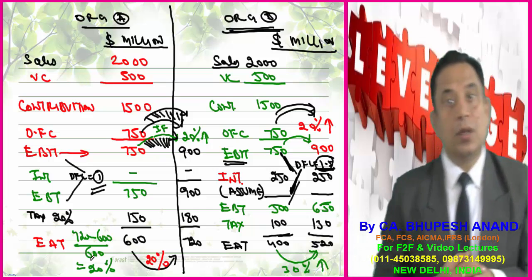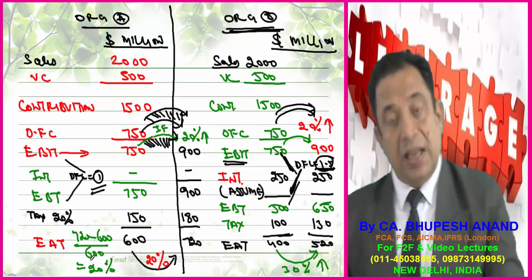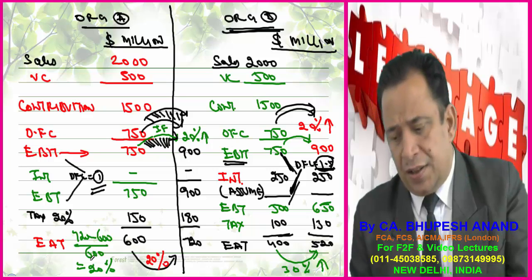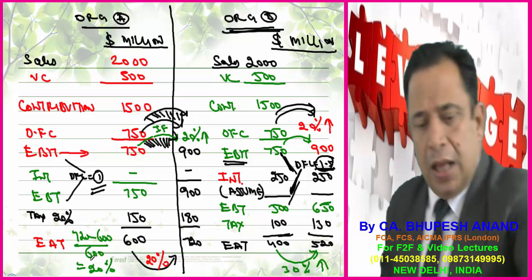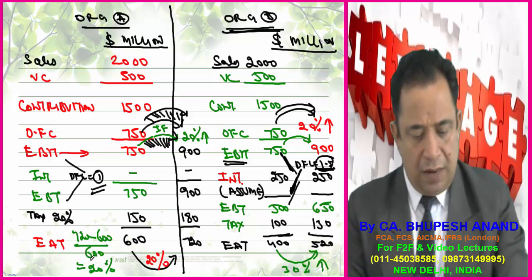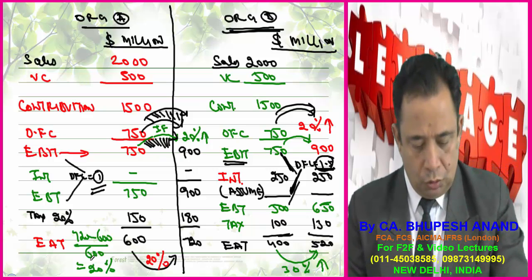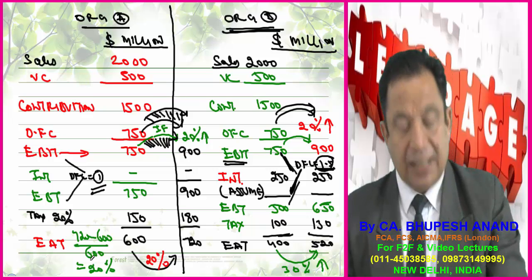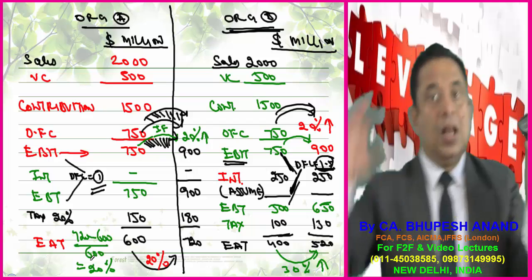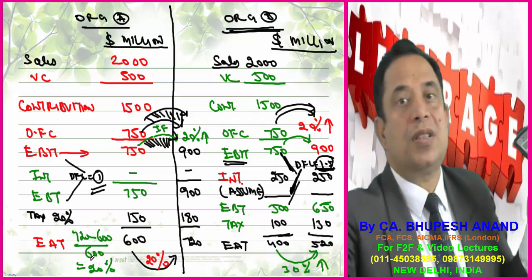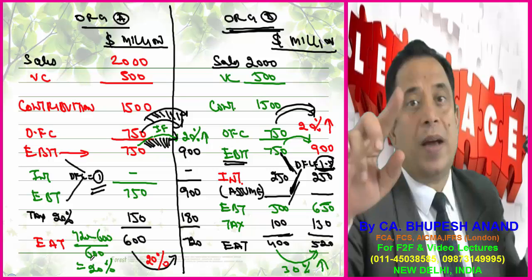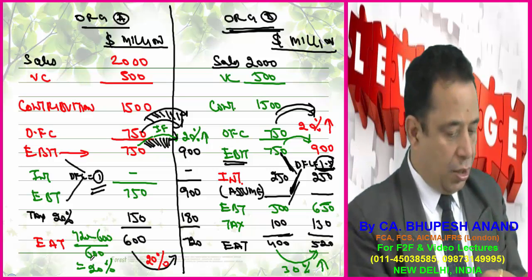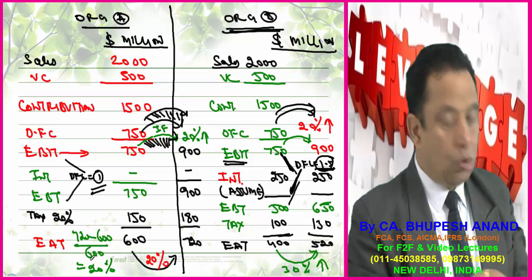Then EAT will also increase by 20%. Now we will see whether ROE also increases by 20%. That is 720 upon 1000 into 100, that comes to 72%. It means from 60% to 72%, the difference is 12. 72 minus 60 upon 60, that is 12 upon 60, which is equal to 20%.